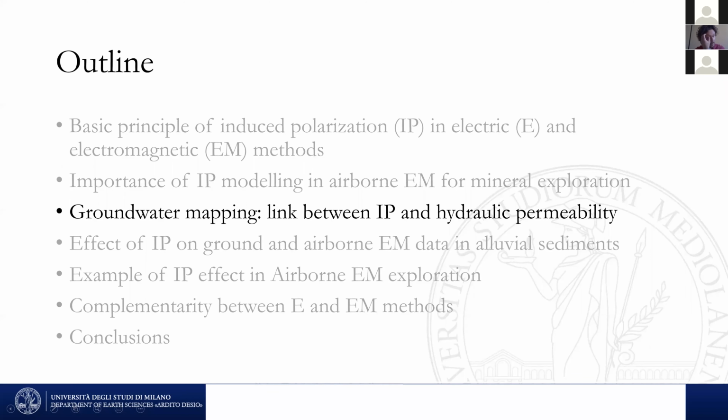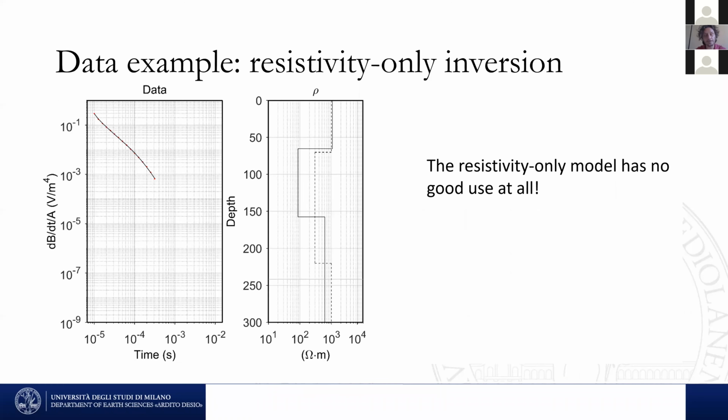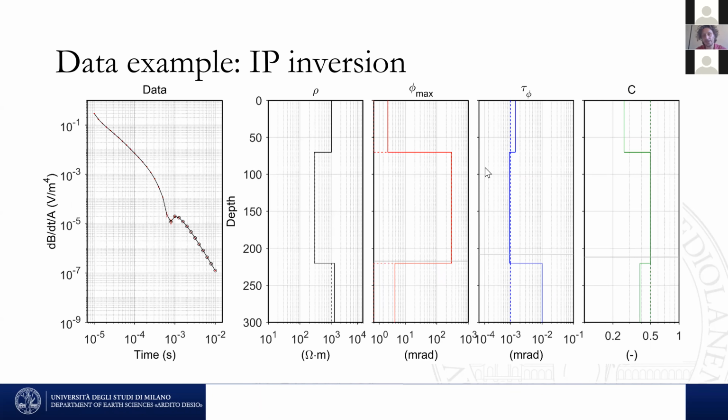So far we've been seeing models where the phase has really big values. Here we are at phases of 300 milliradians. These are phases we might find in exploration for ores, because these values of the phase are really, really high. They are not the values that we typically see in groundwater exploration in alluvial sediments. So let's see what happens when we have alluvial sediments in terms of values of IP parameters.